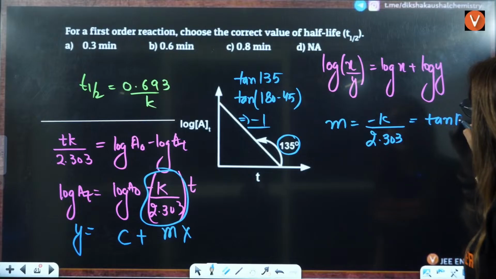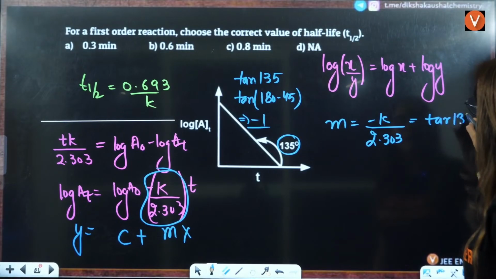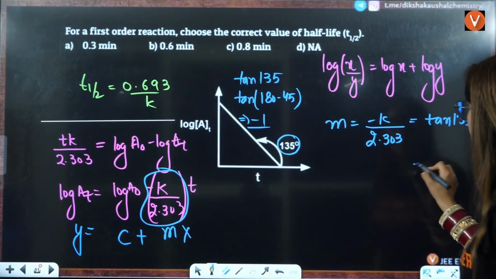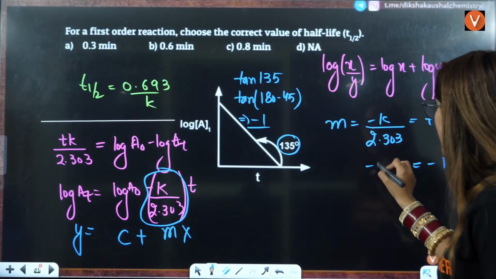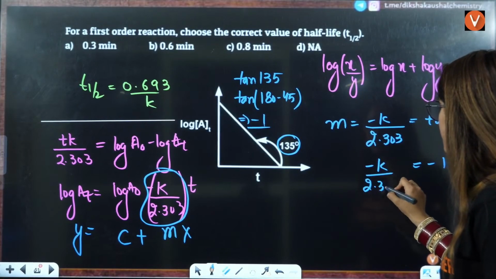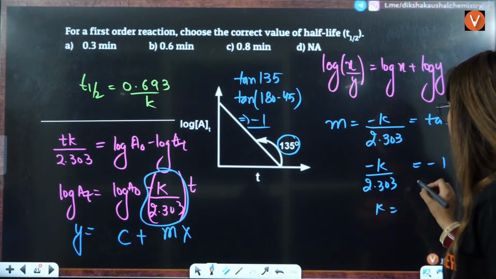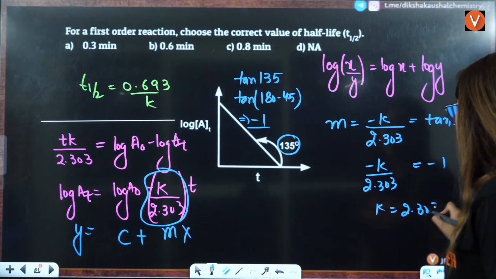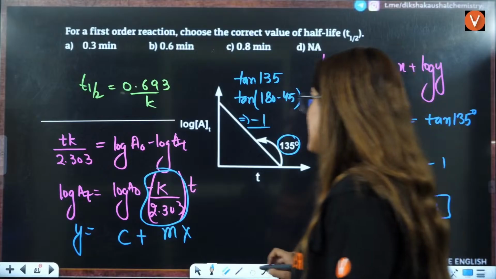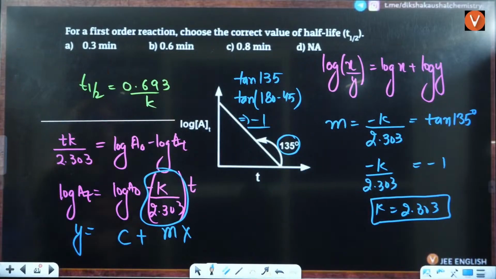So that will be tan of 135. So we can write here that is minus 1. So this is minus 1, this is minus k by 2.303. So k value will be 2.303. I hope I have not made any calculation mistake here, right?